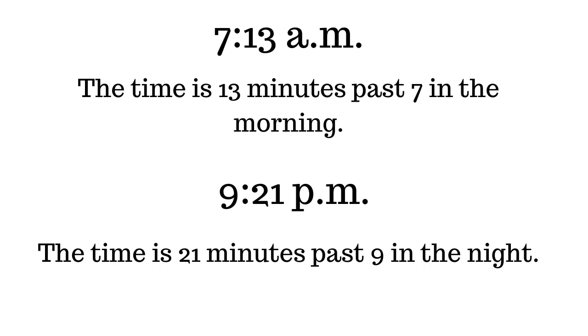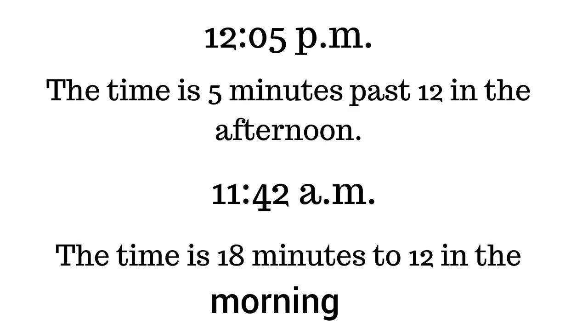The next example is 9:21 p.m. Because 21 is not up to 30, we simply say the time is 21 minutes past 9. And because it is p.m., it means it is in the night. Next is 12:05 p.m. The time here is 5 minutes past 12 in the afternoon.